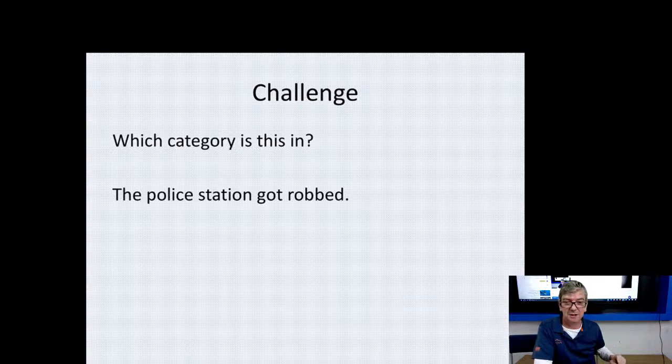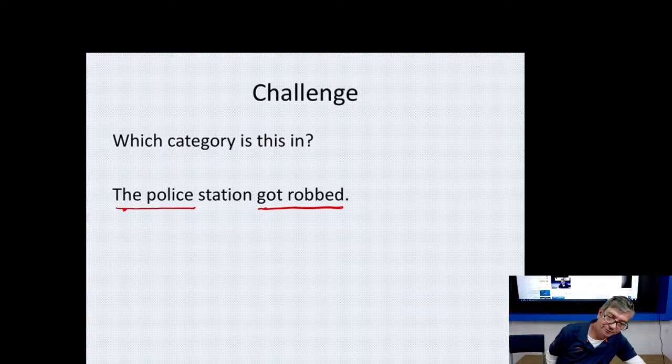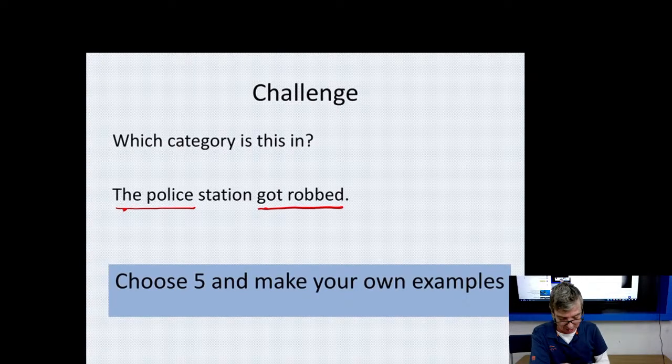Yeah, okay, very good. So this one, the police are the people who should be stopping robbers, right? But they themselves got robbed. So this is a case of irony. It's a case of irony, right? Two contradictory terms, the opposites. Okay, what is the other challenge?